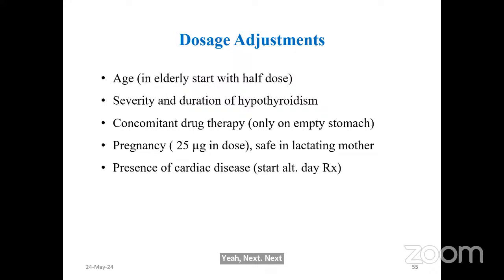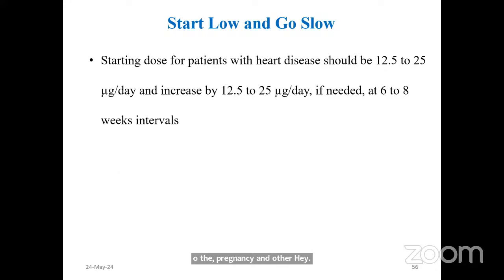Doses should be adjusted according to the age, severity, duration of the hypothyroidism, concomitant drug therapy, pregnancy, and other diseases present in the patient, specifically cardiac disease. In cardiac condition, the dose should be given on alternate days. So the rule is to start low and go slow. So for patients who have cardiac disease, the minimum dose should be started and slowly the dose should be increased up to the target.